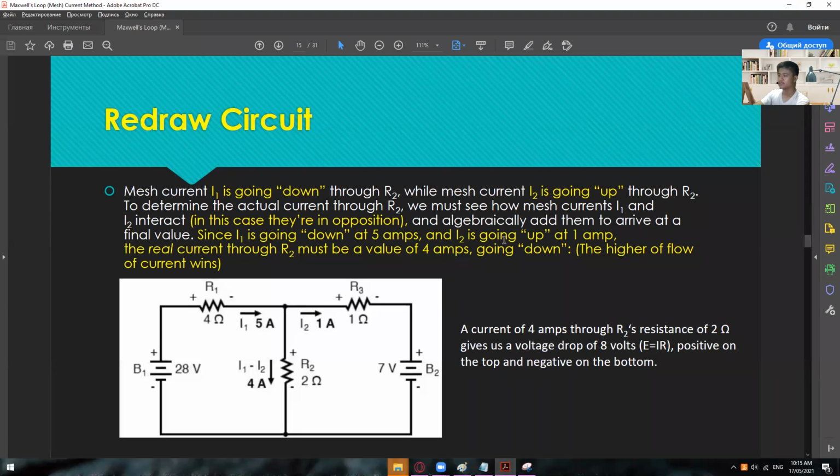So where is the explanation of that one? So yeah, the higher flow of current wins. The stronger current will win. So 5 amps here, and then 1 amp here, and then 4 amps on this branch here. So yeah, that's it for this example. Are we clear with this one so far?